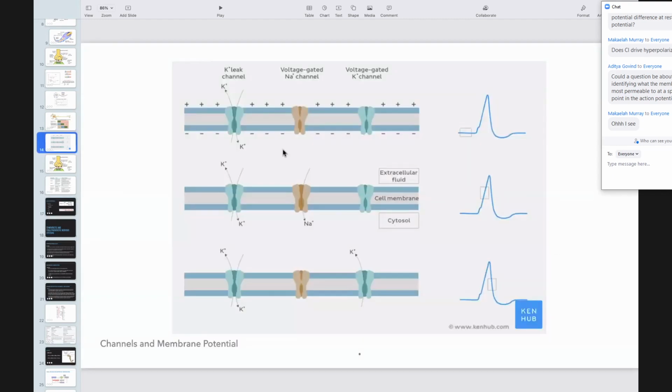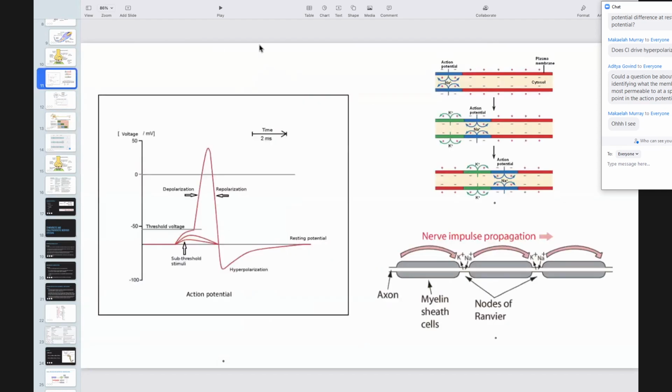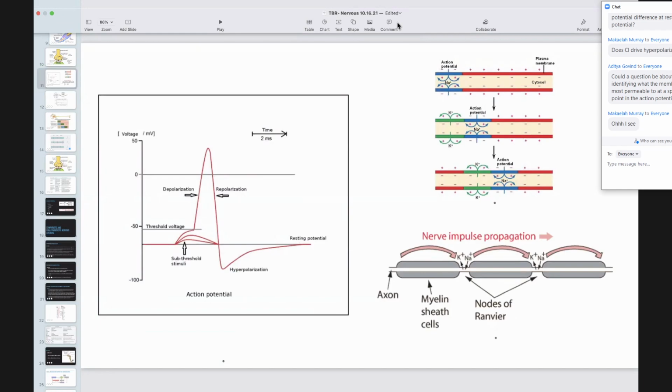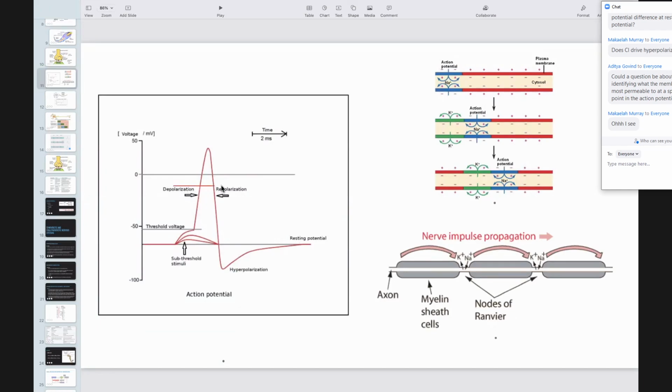The reason why is because if we're at, let's say, negative 20, let's draw, we'd be right here or so, right? You could be on this side where we're more permeable to sodium, or we can be on this side where we're more permeable to potassium. So you need to look at the prior values.